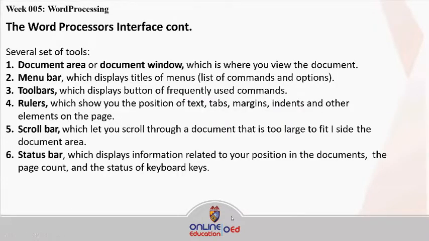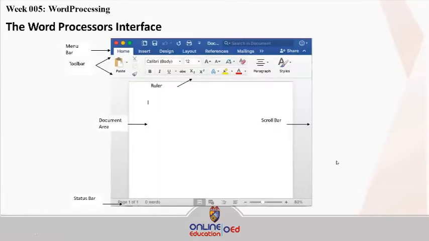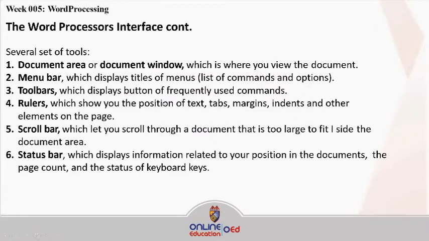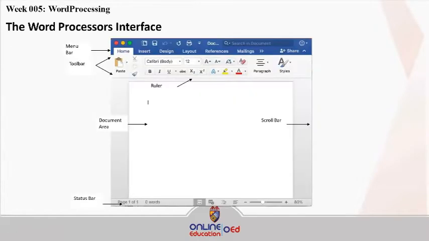Then we have the ruler. So ruler, it shows the position of the text. So you can set the tabs, the margins, the indents, and other elements of the page. So that is the ruler. So in this part, uulitin natin. Dito natin makikita ang ruler. Then, scroll bar, which let you scroll through a document that is too large to fit inside the document area. So pag sobrang dami yung laman ng document mo, you can use the scroll bar to navigate the whole document.